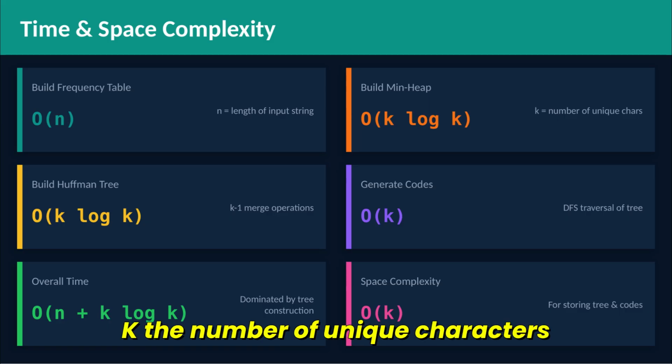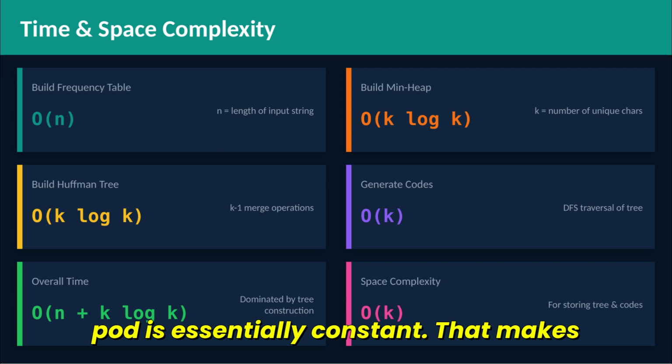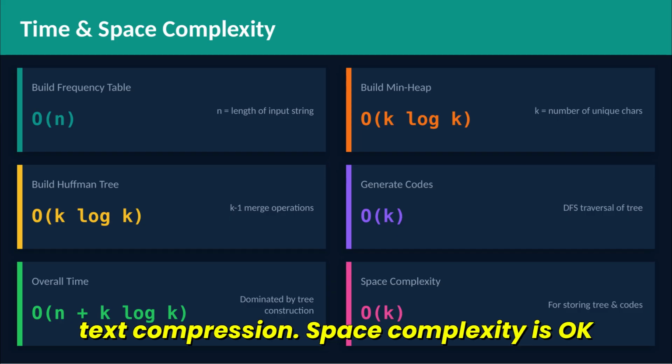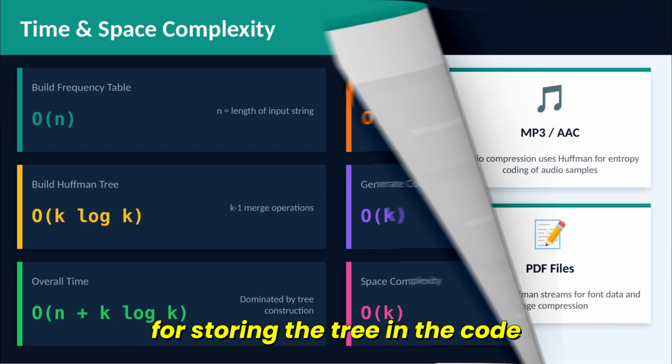In practice, k, the number of unique characters, is at most 256 for ASCII text. So the k log k part is essentially constant. That makes Huffman incredibly fast for real-world text compression. Space complexity is O(k) for storing the tree and the code table.